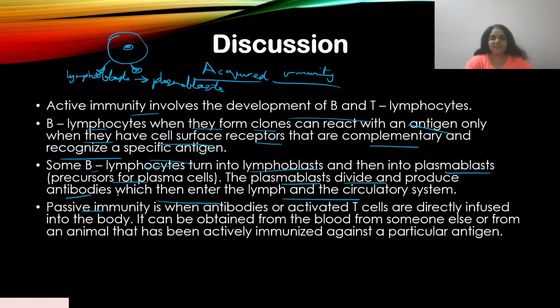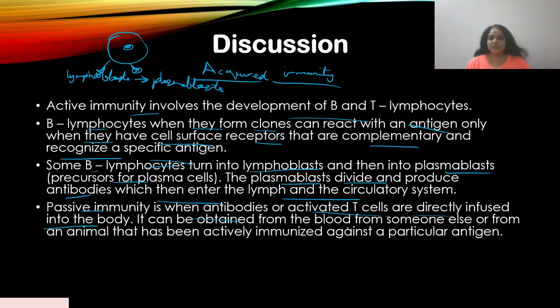Now, passive immunity is when antibodies or activated T cells are directly infused into the body. Just understand the difference between active immunity and passive immunity. Active is when the T or B lymphocytes have to do the job. They are the ones to produce these antibodies, or T lymphocytes have to act on these antigens. But with passive immunity, you are getting the antibodies directly into your body. You don't have to really do the job. So passive is when antibodies or activated T cells are directly infused into the body.